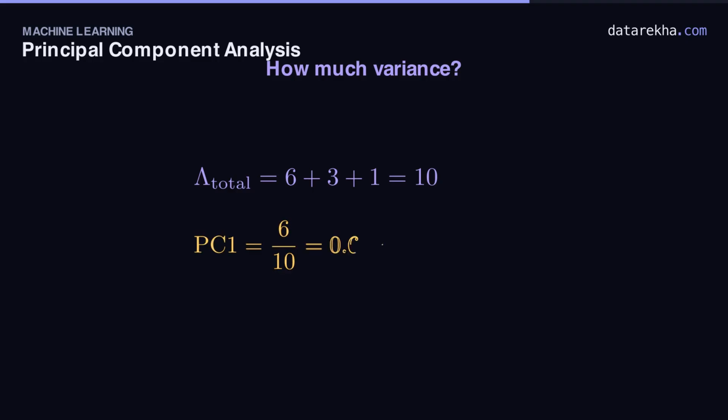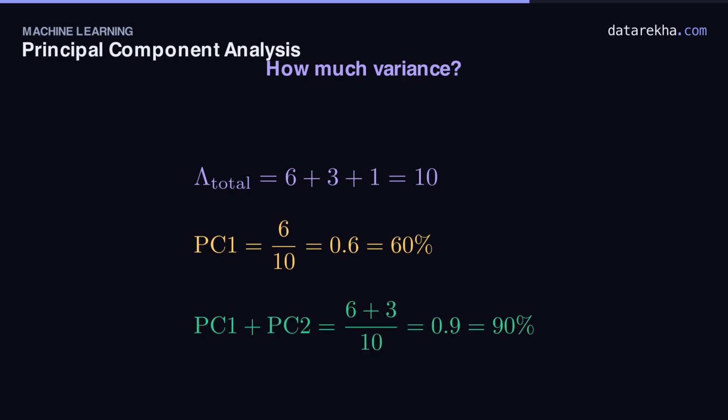So the first component explains 6 over 10, 60% of everything, all on its own. And the first two together explain (6 plus 3) over 10, 90%. So choosing k equals 2 takes you from 3 dimensions down to 2, while keeping 90% of the variance. A superb trade.